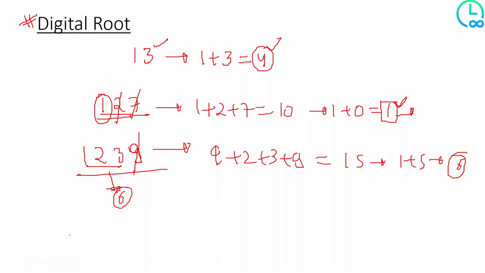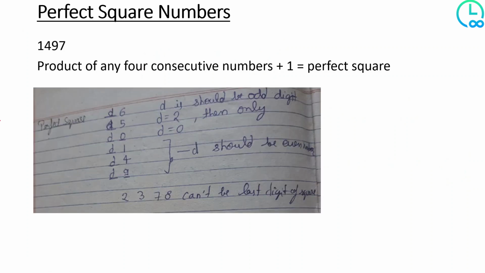Okay. So let's come to this part. Perfect square number. Perfect square numbers are those numbers whose square root is an integer, like root 4. 4 is a perfect square because the square root of 4 is 2. 16 is a perfect square because the square root of this is 4. So the definition of a perfect square number is clear.